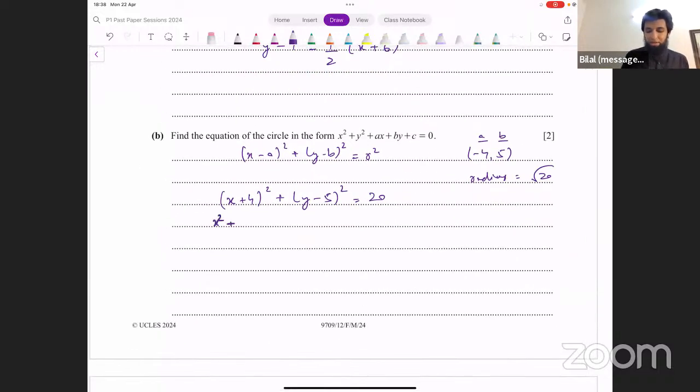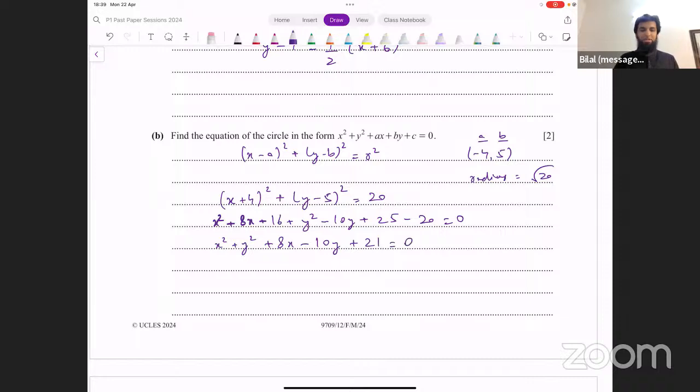And that's going to give you x squared plus 8x plus 16 plus y squared minus 2 into 5 into y, that's minus 10y plus 25 minus 20 equals 0. And that gives us x squared plus y squared plus 8x minus 10y, and 16, 25, and 20. Okay. That gives us 21, right? Plus 21 equals 0. That is the equation of the circle that we were looking for in this expanded form. All right, let's look at the next part now.